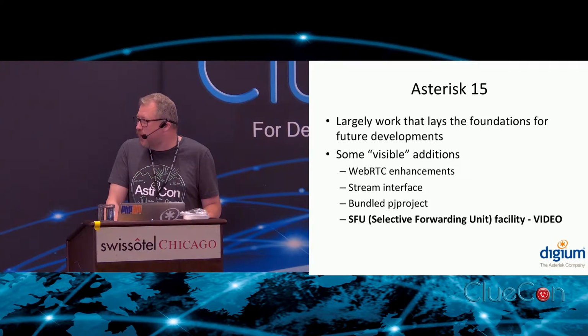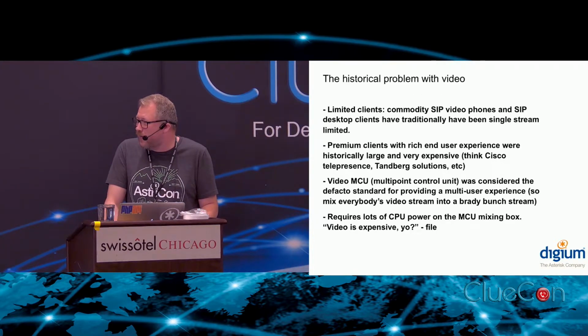In Asterisk 15, we went to work on doing some foundational work for the future, but some of the visible additions were some enhancements for WebRTC support, the ability to more explicitly get hold of different streams, and the big one there at the bottom, the video selective forwarding unit that we built into Asterisk 15 at that stage.